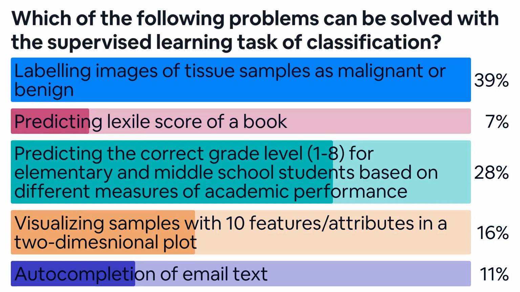And finally, autocompletion of email text. Although it seems like you're generating text, you're not quite generating labels, but you can think of it as what is the best completion. Each word that can be used to complete a line of text can be thought of as a label. And so the automatic completion of text is a supervised classification problem.